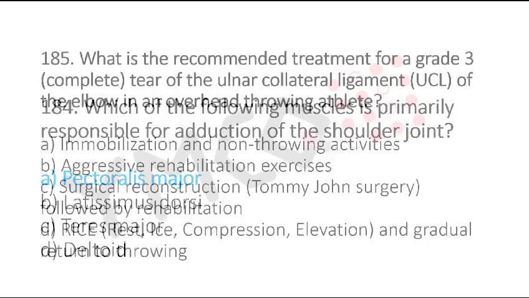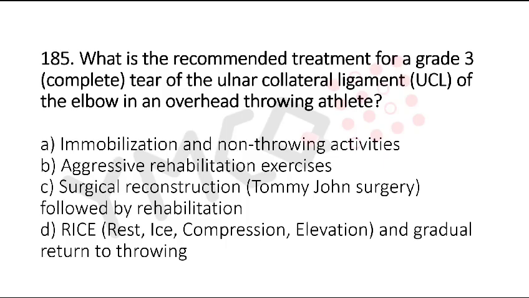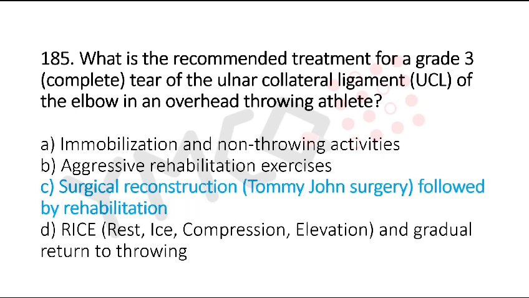Now let's move to question number 185. What is the recommended treatment for a grade 3, that's a complete tear, of the ulnar collateral ligament, UCL, of the elbow in an overhead throwing athlete? Option A, immobilization and non-throwing activities. Option B, aggressive rehabilitation exercises. Option C, surgical correction, that's Tommy John surgery, followed by rehabilitation. Option D, RICE protocol and gradual return to throwing. And the answer is option C, surgical reconstruction followed by rehabilitation.